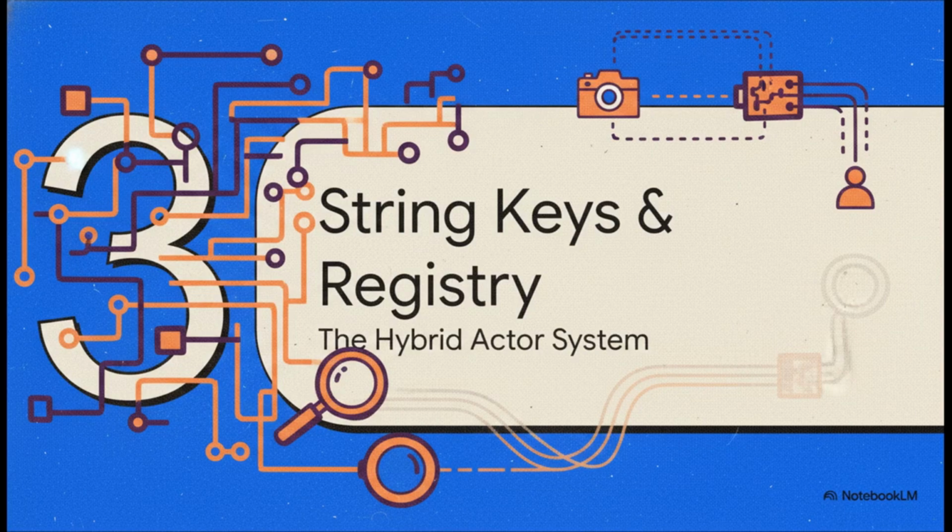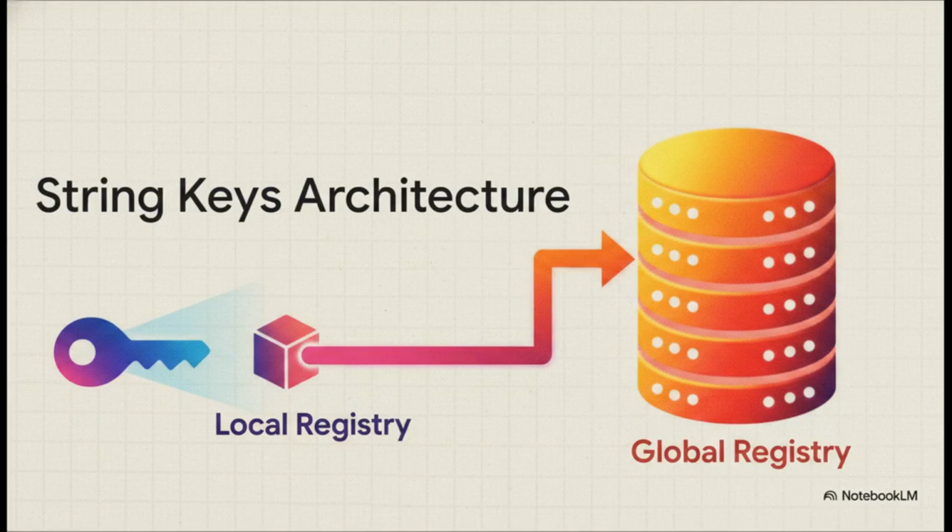Section 3. String keys and the global registry. Let's look at this hybrid actor system. So if we've completely abandoned direct references in our scriptable objects, how do the nodes actually know what to move? Well, instead of rigid references, we use identifiers or string keys, like main camera or boss.